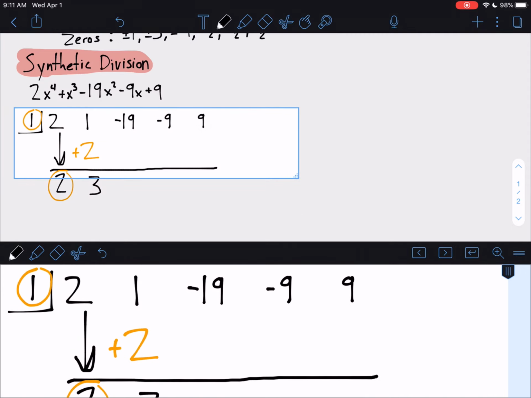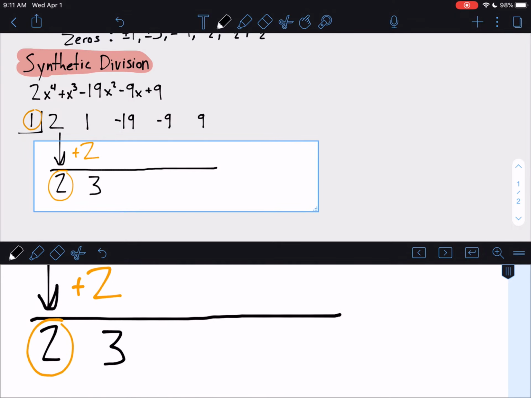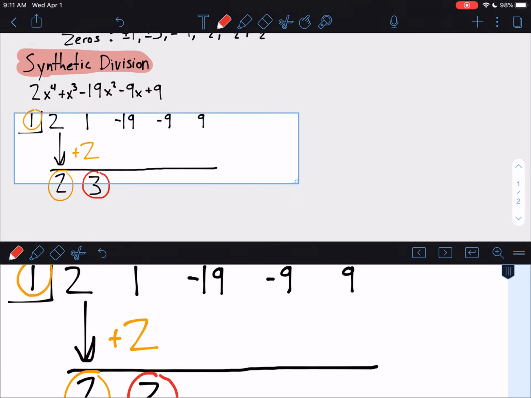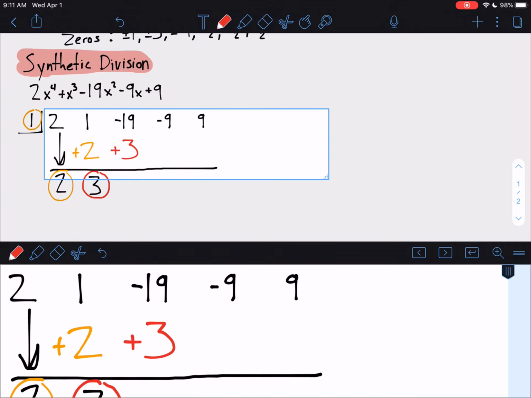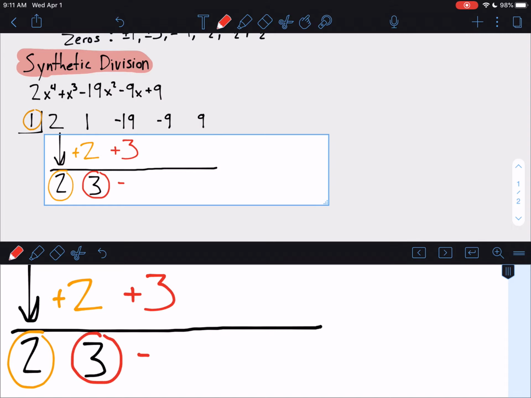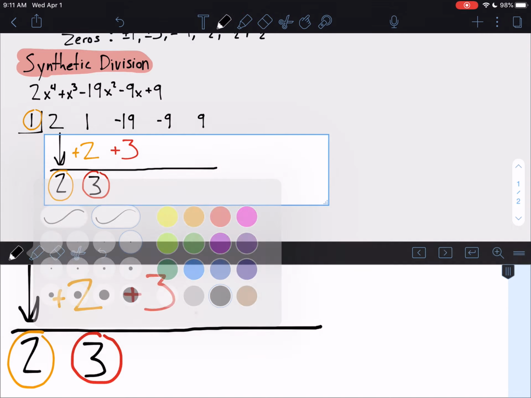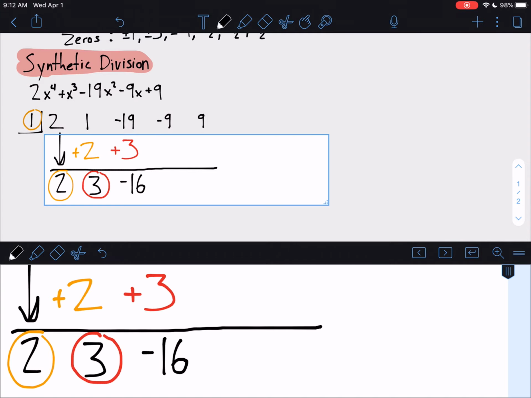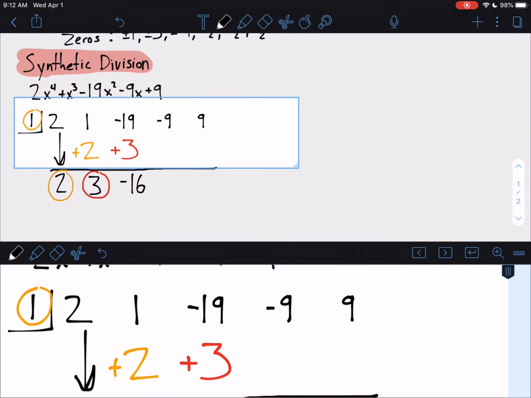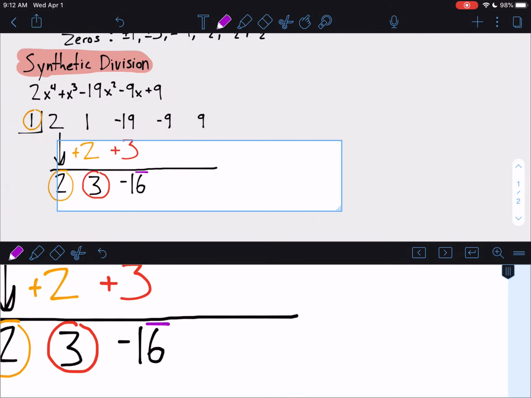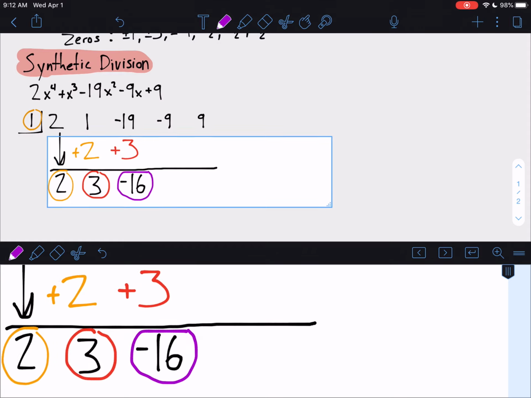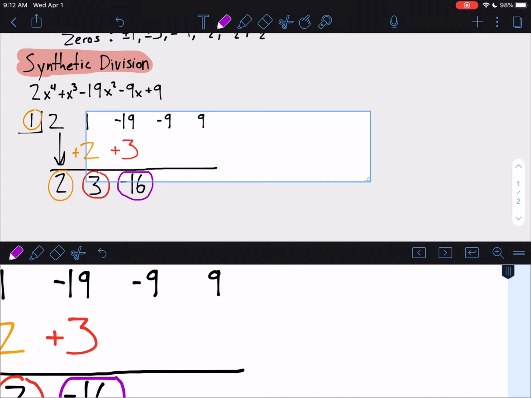So now I have the 1 inside the box, and I'm multiplying it times this new number, this 3. So 1 times 3 is 3. And now I have negative 19 plus 3, which is negative 16. So now I have 1 times that new number, that negative 16, which will be negative 16.